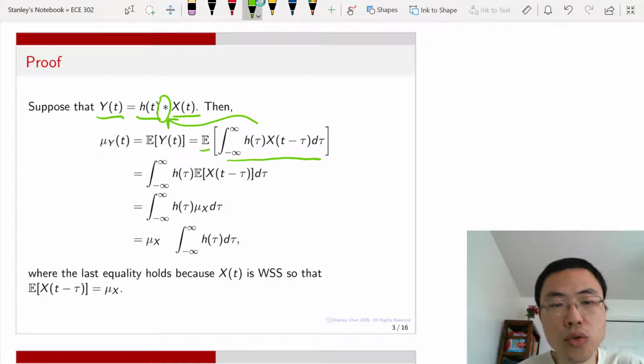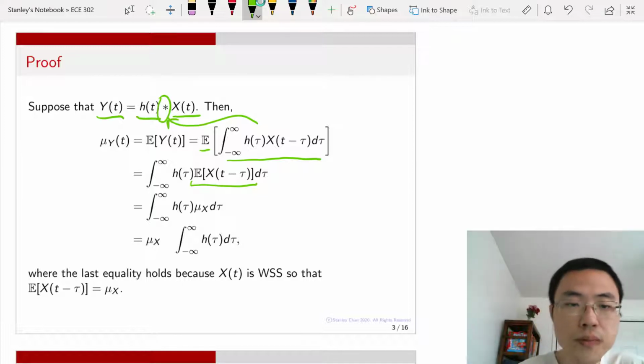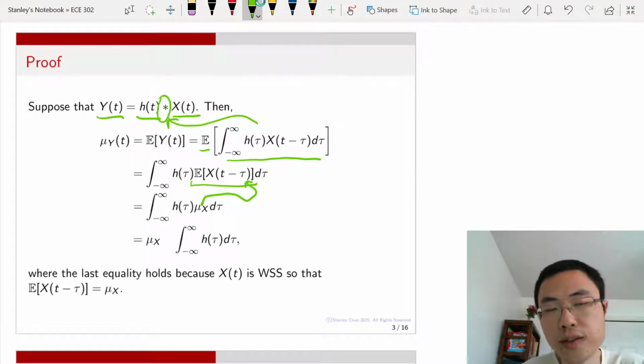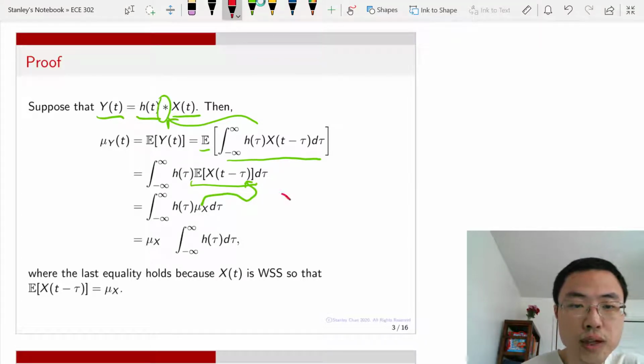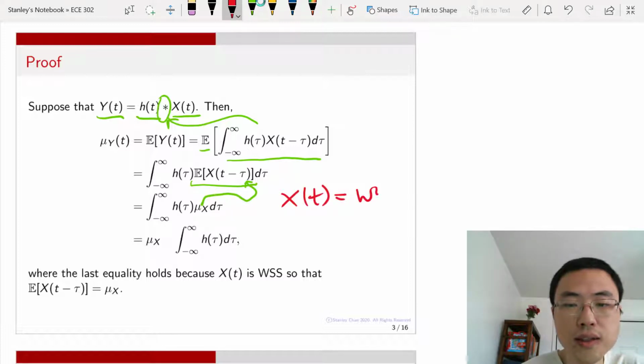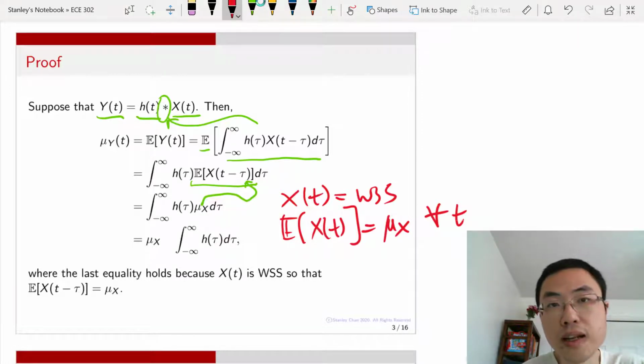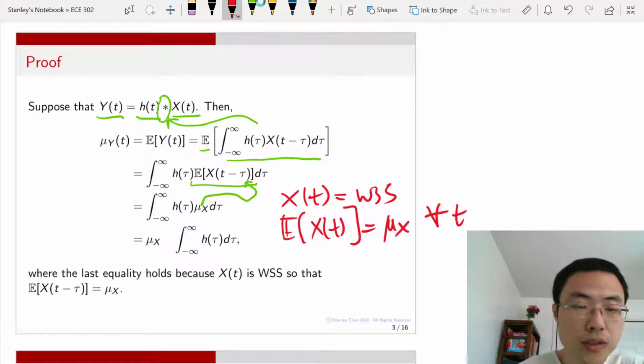Therefore, the expectation can go inside, and then you have the expectation of x of t minus tau. Now we ask, what is this expectation? It turns out that this expectation is just mu of x. Why? Because we assume that x of t is wide-sense stationary, and therefore the expectation of x of t is just a constant for any time t. In particular, for the time t minus tau, it is still the same constant, which is mu x. So now you have this integration with a mu x. Of course, you can pull the mu x out, and therefore you get the integration over h, and then you have the mu.